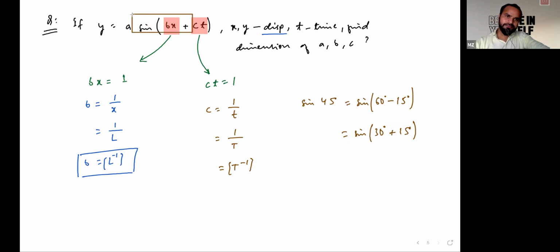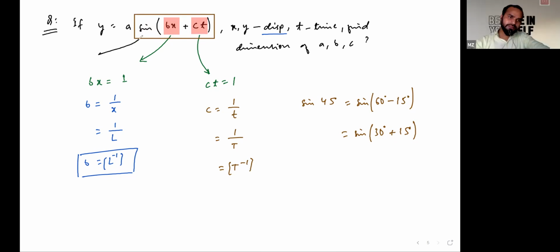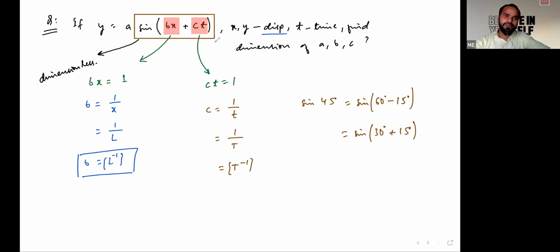Now just see this whole part, sine of that angle. What would be the dimensional formula of this whole term? This whole term represents nothing but a number. It will be dimensionless, so it would be 1. So just remove it. We have to calculate the dimensional formula for A, and the rest is y equals A. y here is displacement. So A would be nothing but L.